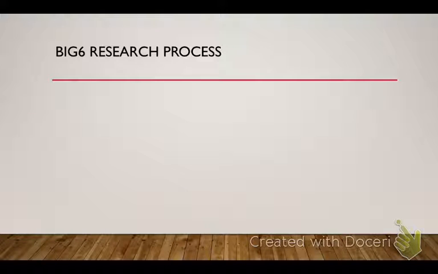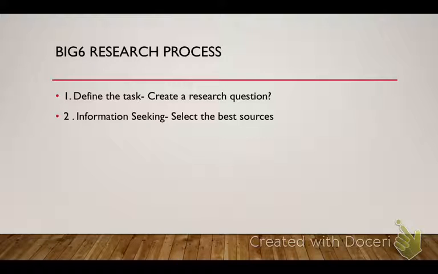Okay, the Big 6 research process. First thing that you need to do is define your task. You can't just go out there until you actually create a research question. So the first step of the Big 6 is to create a research question, then to go seeking for information. This is going to take us a little bit of time because it's really important to select the best source. There are a lot of resources out there now, and we'll find sources in books and on the internet, but we have to do that safely and in the right manner.